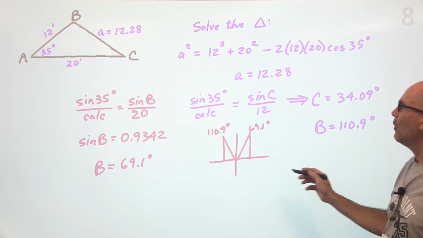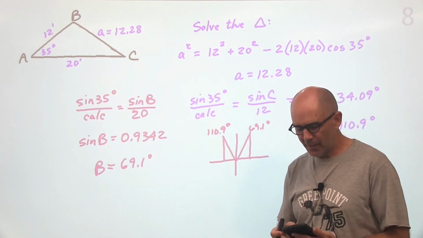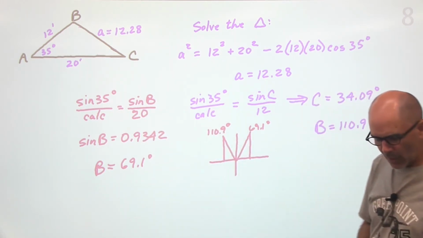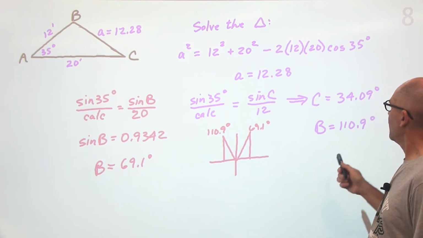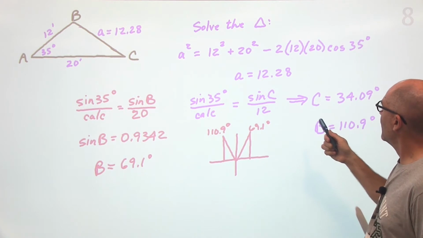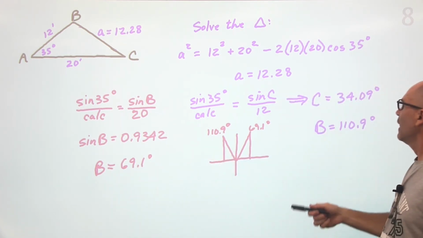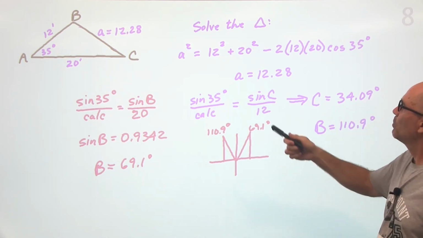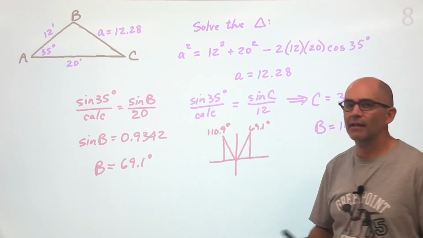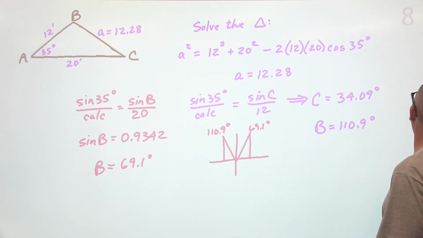Now, how do we know? By just looking at the triangle and using our common sense. Okay, now, here's the other way we know. Let's say if we had done angle B equals 69.1, then we'd end up with a different angle C. Then when you plug them all back into your law of sines, they won't work. Okay, that's it, game over.